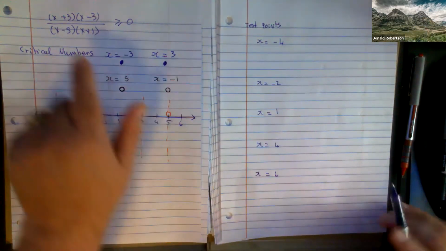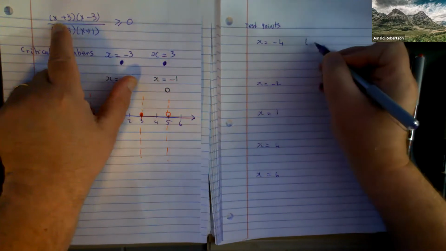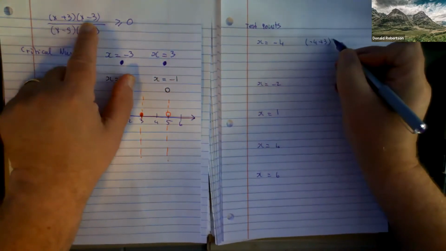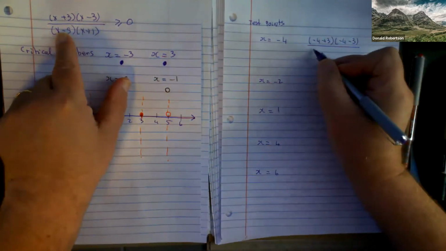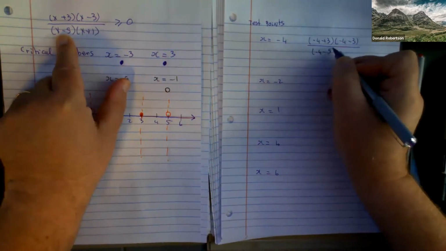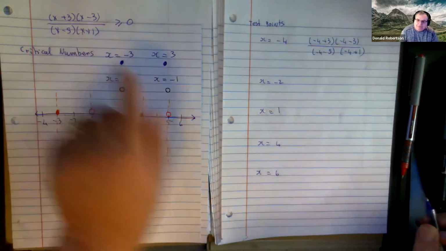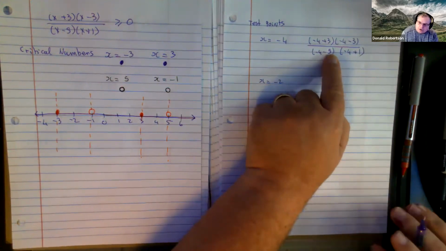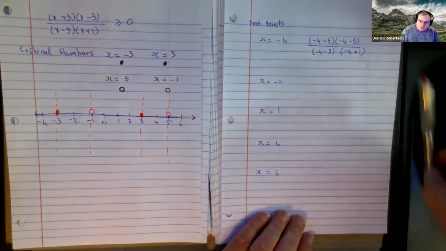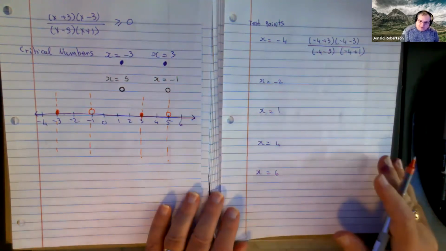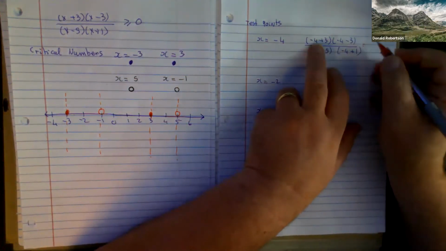Here we go. That's the expression we're going to do. So on the top, it's going to be -4 add 3. Next to it, it's going to be -4 take away 3. On the bottom, it's going to be -4 take away 5. And -4 add 1. If you are going to do this in a calculator, you have to be really, really careful about the brackets, because you will need a lot of brackets in this to get the calculator to do it in the correct order. So it's just a word of warning.